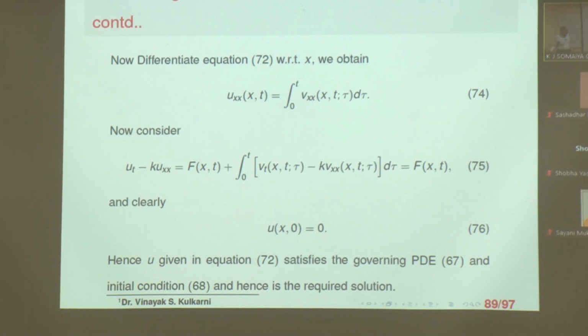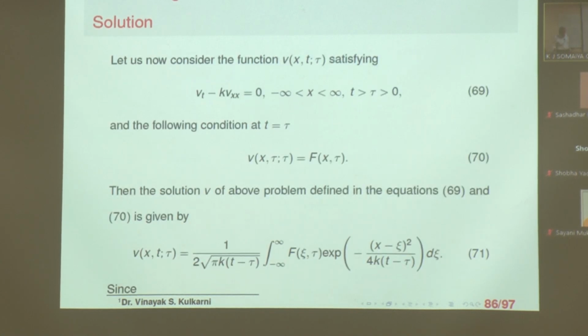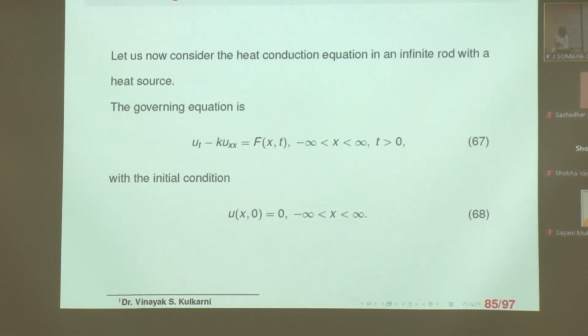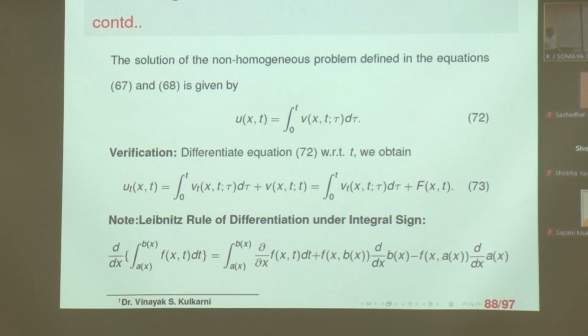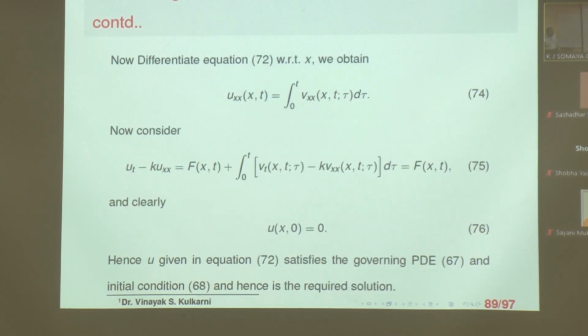What was the governing differential equation? Here it is. This is the governing differential equation: u_t minus k u_xx equals f(x,t). So the governing differential equation is satisfied. Now I will have to check the initial condition. The initial condition is that when time is 0, u is 0. The initial condition is very much obvious, because whenever I put t equals 0 in this term, the integration from 0 to 0 is going to be 0. Therefore, obviously the initial condition is also satisfied.